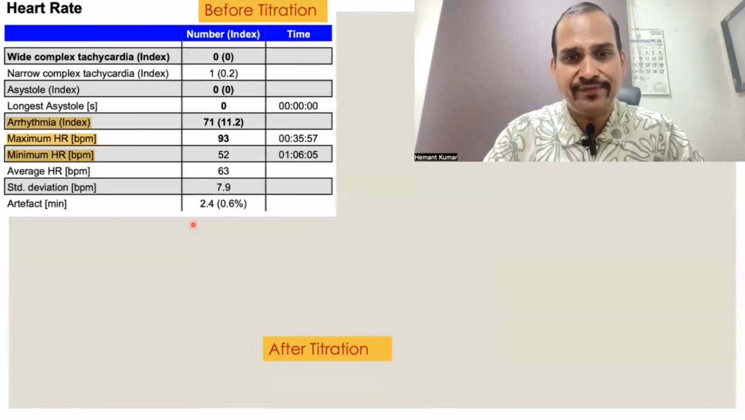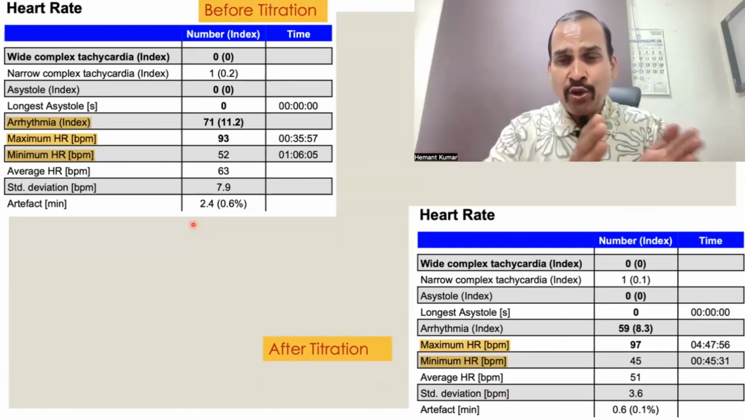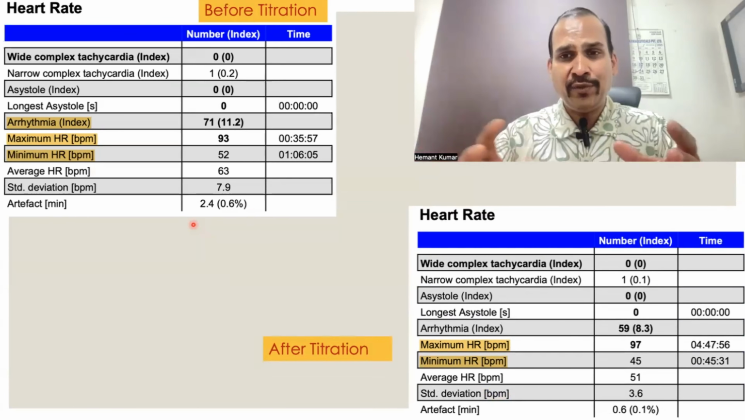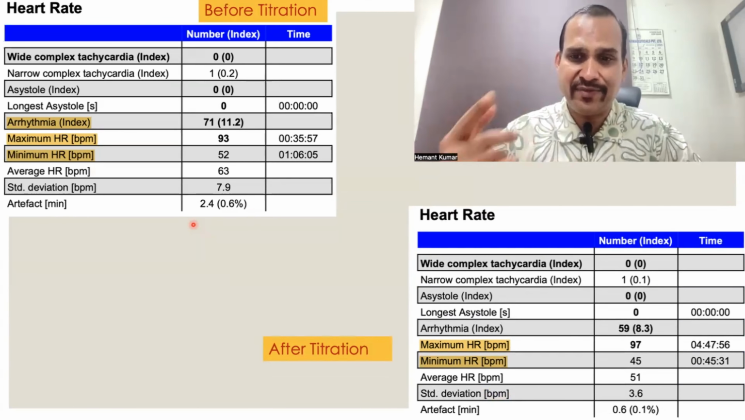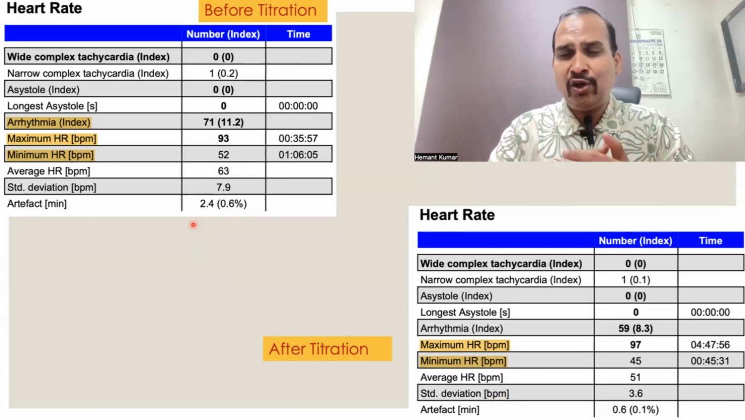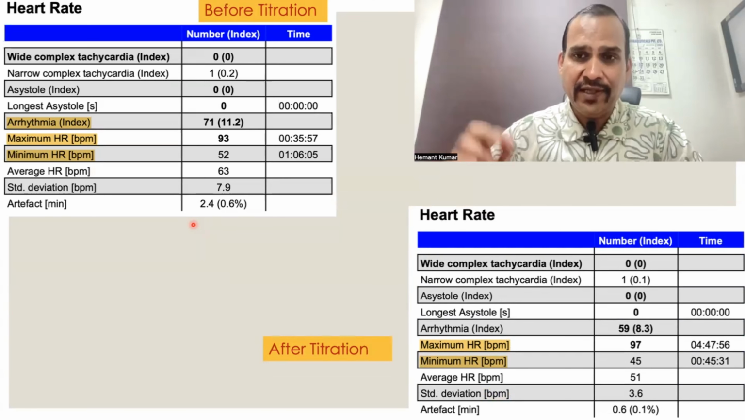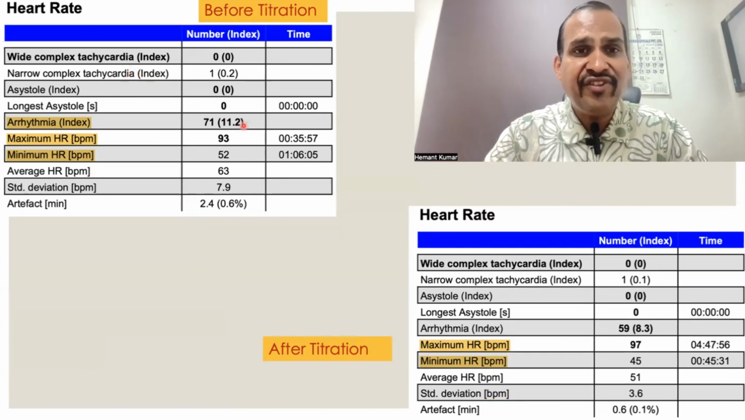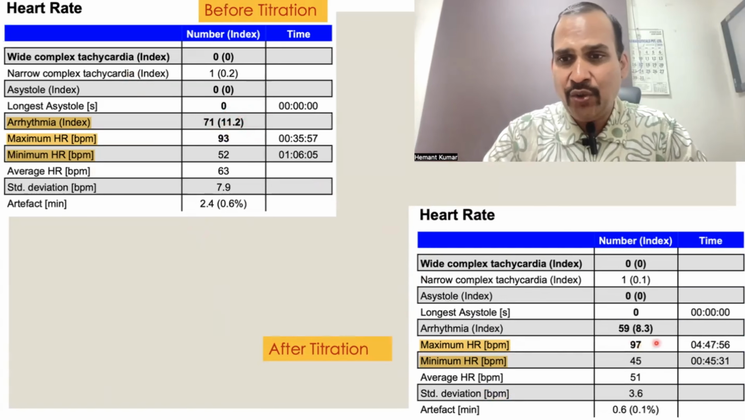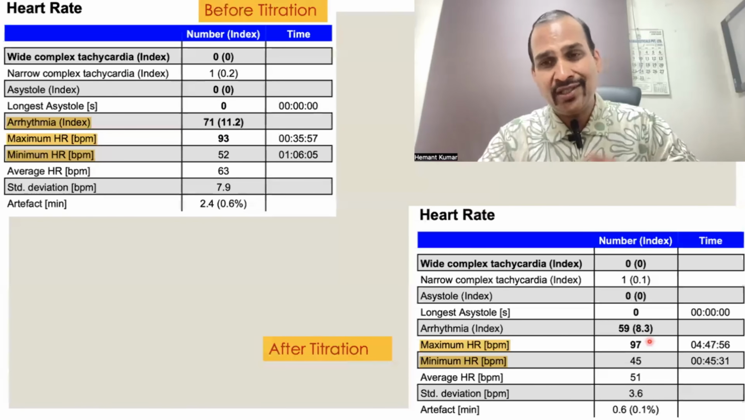Now heart rate. If the patient has prolonged hypoxia, there will be problems in the heart in terms of arrhythmia. Heart parameters do not improve very easily. It will take a long time. In this patient, without CPAP the arrhythmia index was 11.2, but now it is 8.3. So there is a little reduction. As I told you, this is a chronic process.